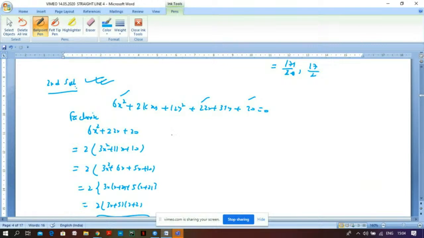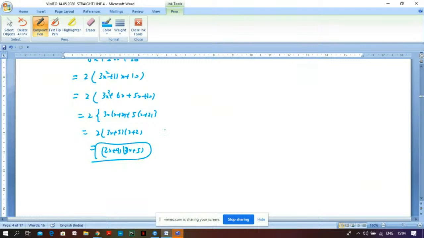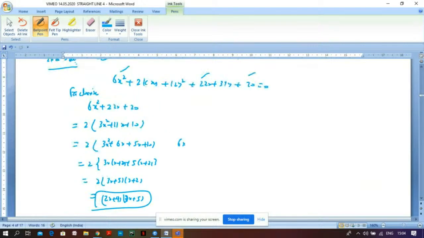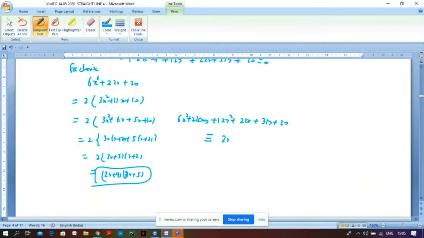Now only y is missing. So I will write 6x squared plus 2kxy plus 12y squared plus 22x plus 31y plus 20, as I did in the previous problem. I will attempt a factorization that equals 2x plus 4 plus lambda y, some y thing, and then 3x plus 5 plus again some y thing, mu. So lambda and mu are the coefficients. This should be my factorization. Let me now collect the coefficients.